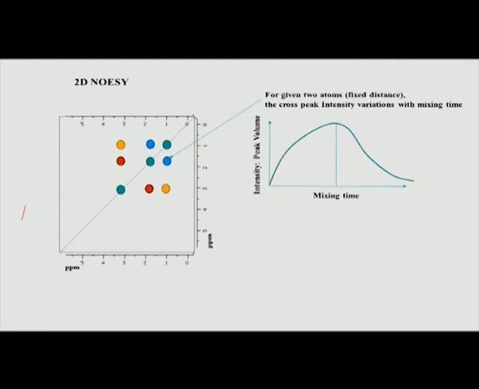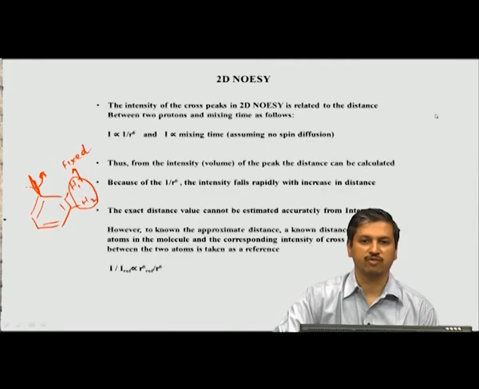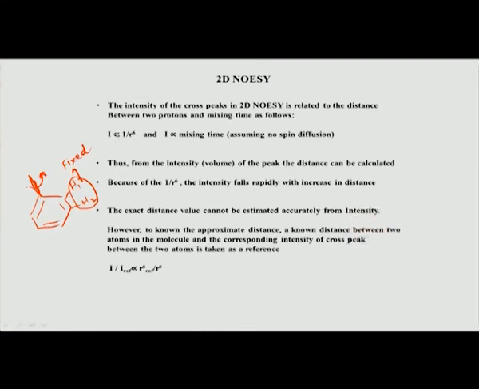Now, let us see how the effect of mixing time comes into the picture. It happens like this. Again we are looking at the intensity of the cross peak. For any given two atoms, suppose I keep the distance fixed and now vary the mixing time. Remember, if you go back to this slide, intensity is related to distance. So, for any two atoms, how does the cross peak intensity vary with mixing time?